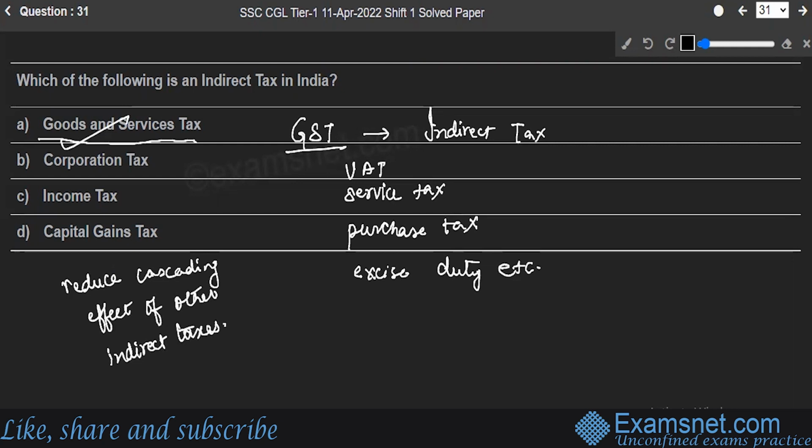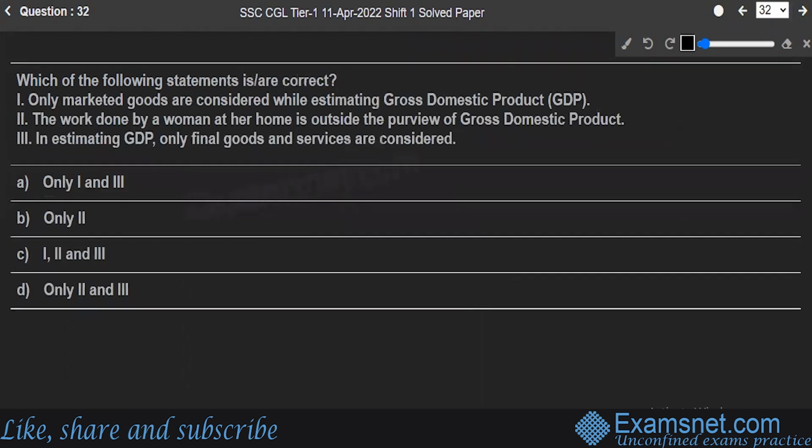Hope you're clear with this question. Option A, GST or goods and services tax, is the correct answer for this question. Next is question number 32. Which of the following statements are correct? Number one, only marketed goods are considered while estimating gross domestic product, that's GDP. Number two, the work done by a woman at her home is outside the purview of gross domestic product. Number three, in estimating GDP, only final goods and services are considered.